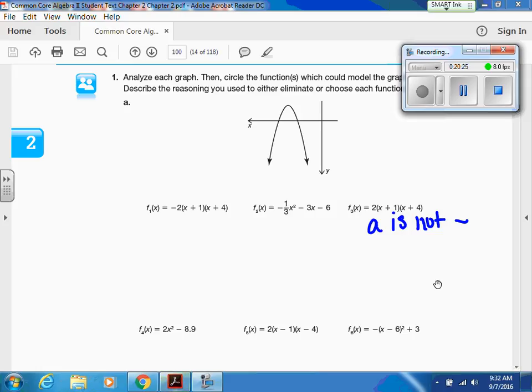Every single one of these problems has to have an explanation. Either why you circled it or why you didn't circle it. Alright? Now, just because A is negative, does that automatically mean everything else is going to work? Well, I don't know. I'm going to have to check it out and see. So you might have to get a little bit more in depth with your explanations, okay?